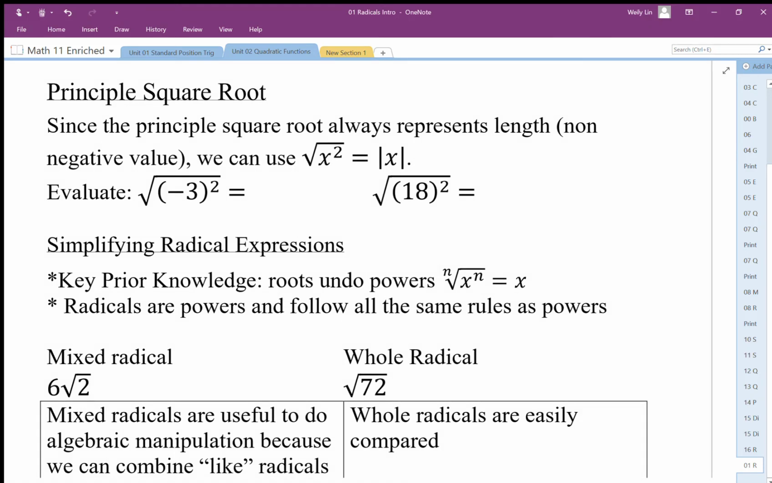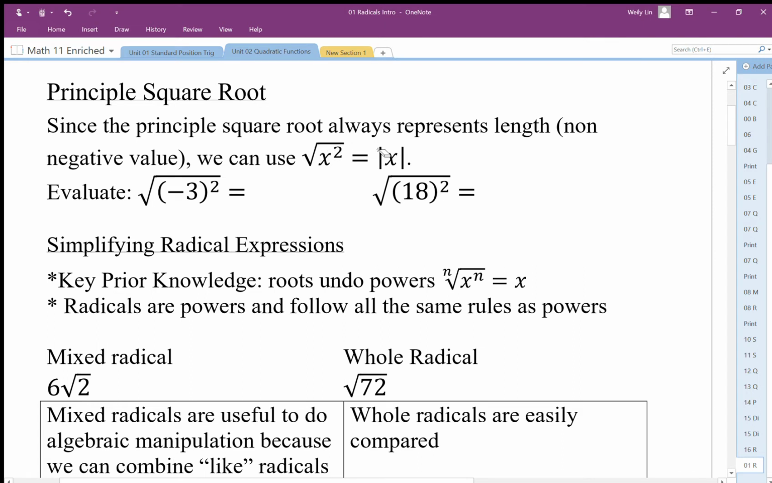So when we look at radical expressions, we can start with the square root. The square root, or the principal square root, always represents the length of the side of a square. Okay, so it always represents a non-negative value. When we talk about the square root, it's essentially going from a square area to finding the length of the square side.